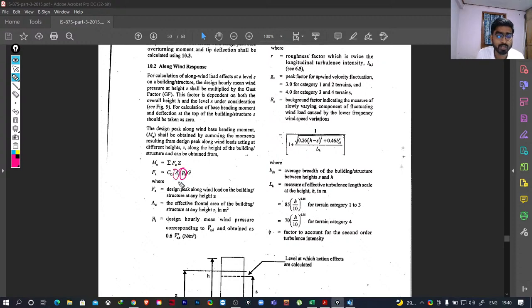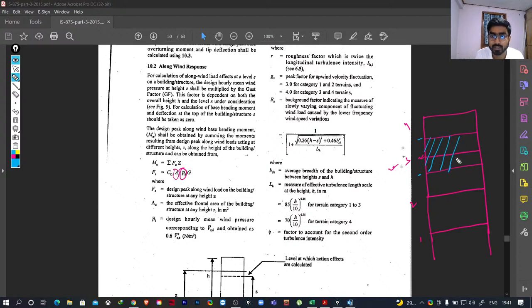Then the effective frontal area. Suppose this is my building and these are the levels of the building: level 1, level 2, level 3, level 4. Now you want to find out the effective frontal area of level 3. How will it be? It will be half of this level and half of the bottom level, and this is the effective frontal area for this particular level, which is level 3.